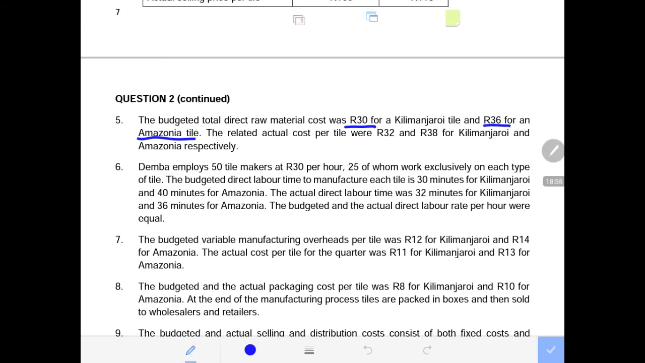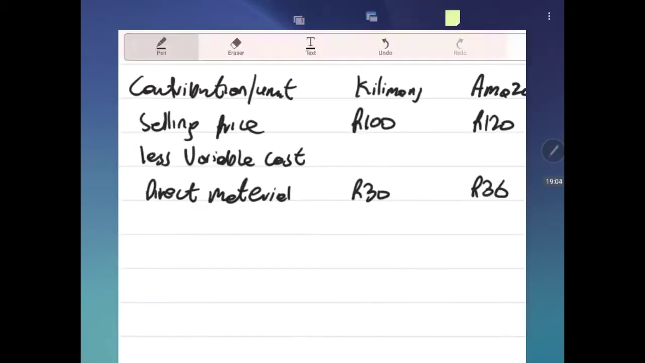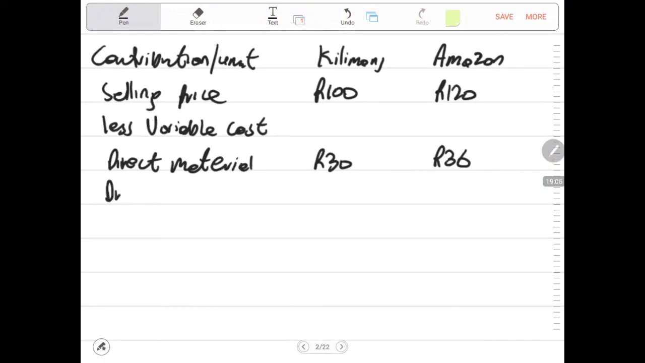Number 6 says Demba employs 50 tile makers at 30 Rand per hour. Now, meaning we are coming to the direct labor cost. We are coming to the direct labor cost.